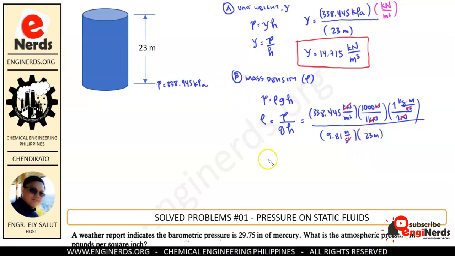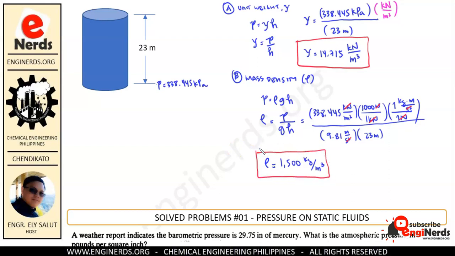Okay, so therefore, our density will be equal to 338.445 times 1,000 divided by 9.81 and then again divided by 23. Our answer will be 1,500 kilogram per cubic meter. And this is our final answer for the second question, no?